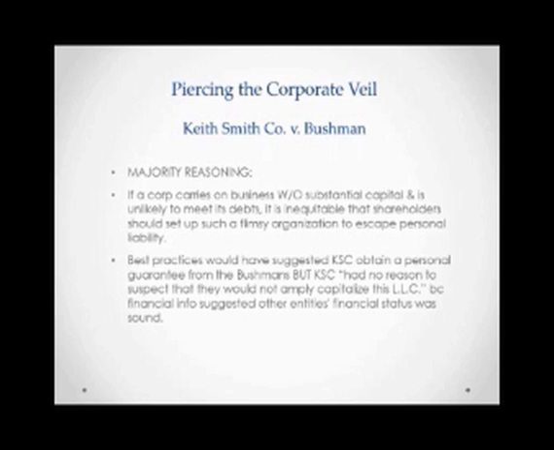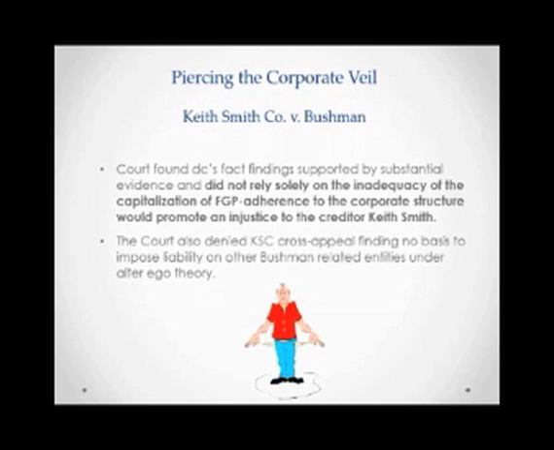Now, they also note that best practices would involve a personal guarantee of some sort. I mean, that's one of the ways that you can guarantee the personal liability. But here they thought, look, this company didn't really have any reason to think that they weren't adequately funded. Now, they find that there is enough. Again, it's kind of a deferential standard of review. But they didn't impose liability on all of the related entities, just the Bushmans, because the other related entities weren't really part of any of these deals, didn't contract with them, and so that's where it stopped.